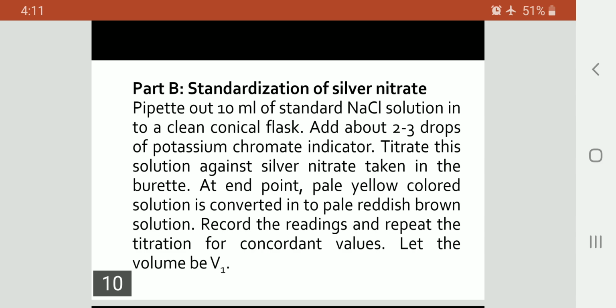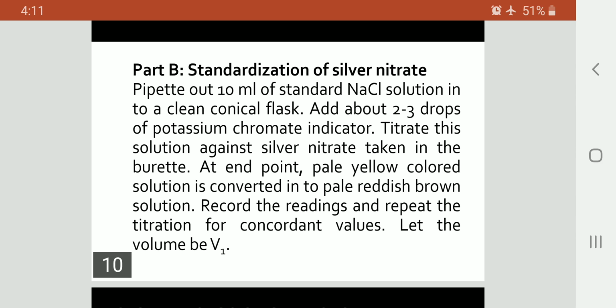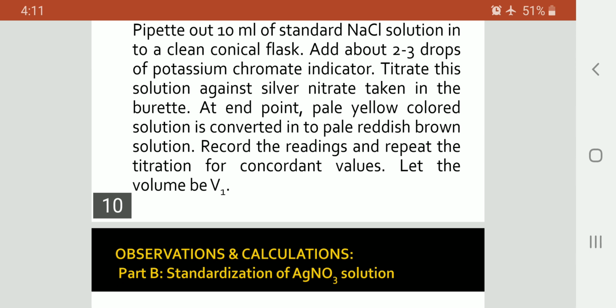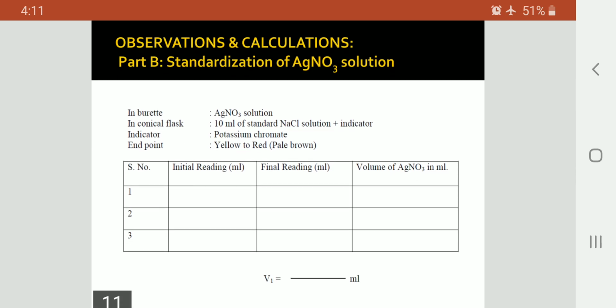Always remember that the first reading is the one which gives you a fair idea of where we are going to get the endpoint. The next reading is always lesser than the previous one. So if you are good at titration, you are going to get the concordant value. If your hands are not set with the titration, then instead of getting concordant readings, you may get 3 different readings. So let us assume that the volume at the end point is the volume of silver nitrate which is consumed.